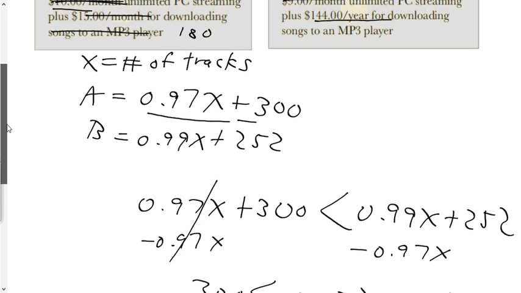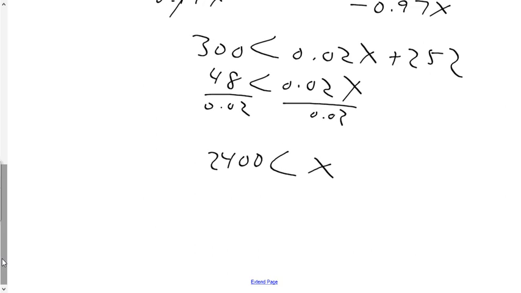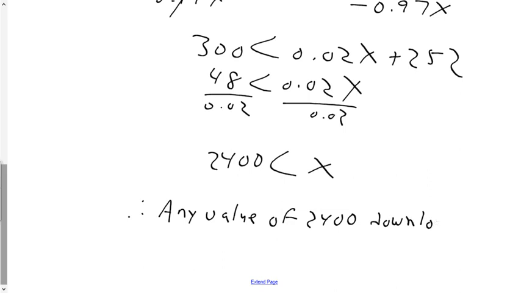So any value greater than 2,400 musical downloads a year. Therefore, any value of 2,400 or more downloads per year. Or more. Sorry, more than 2,400 per year makes A a better deal.